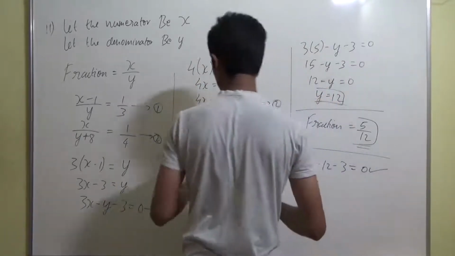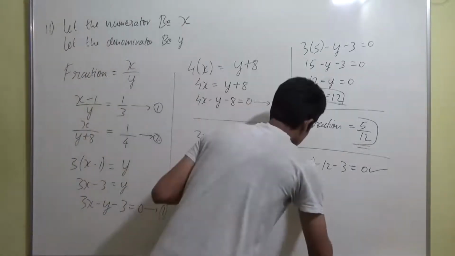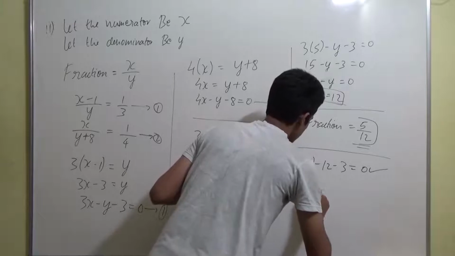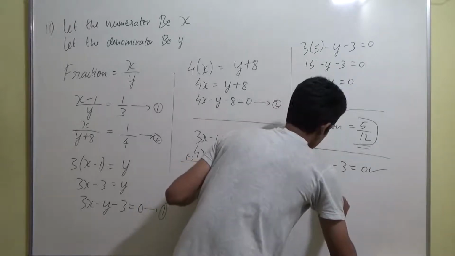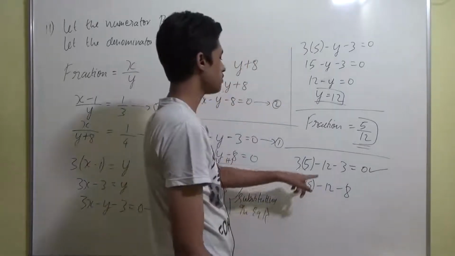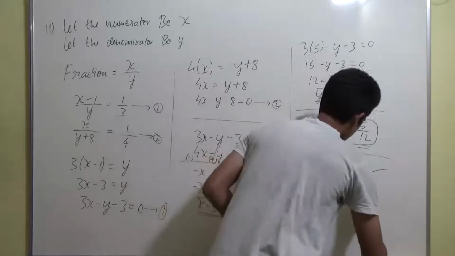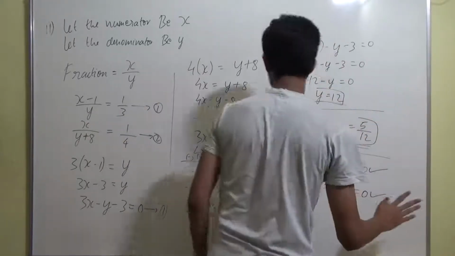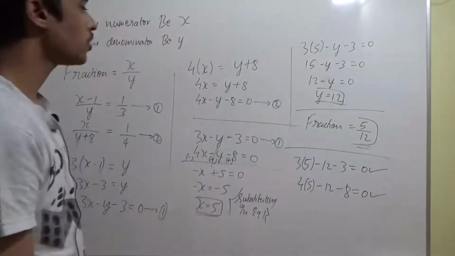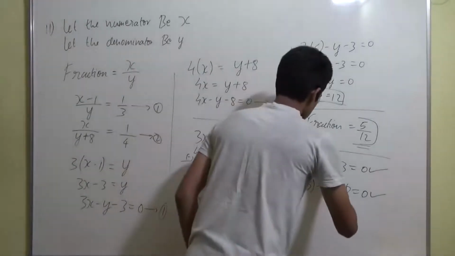Hence verified from the first equation. Let's verify it from the second equation as well. 4 into the value of x, which is 5, minus the value of y, which is 12, minus 8. If you see, this becomes 20 minus 12 minus 8, which is minus 20. So 20 minus 20 becomes equal to 0. Hence even this one is verified. So both equations got verified, which means, okay, let me write it here, that this is the verification process.